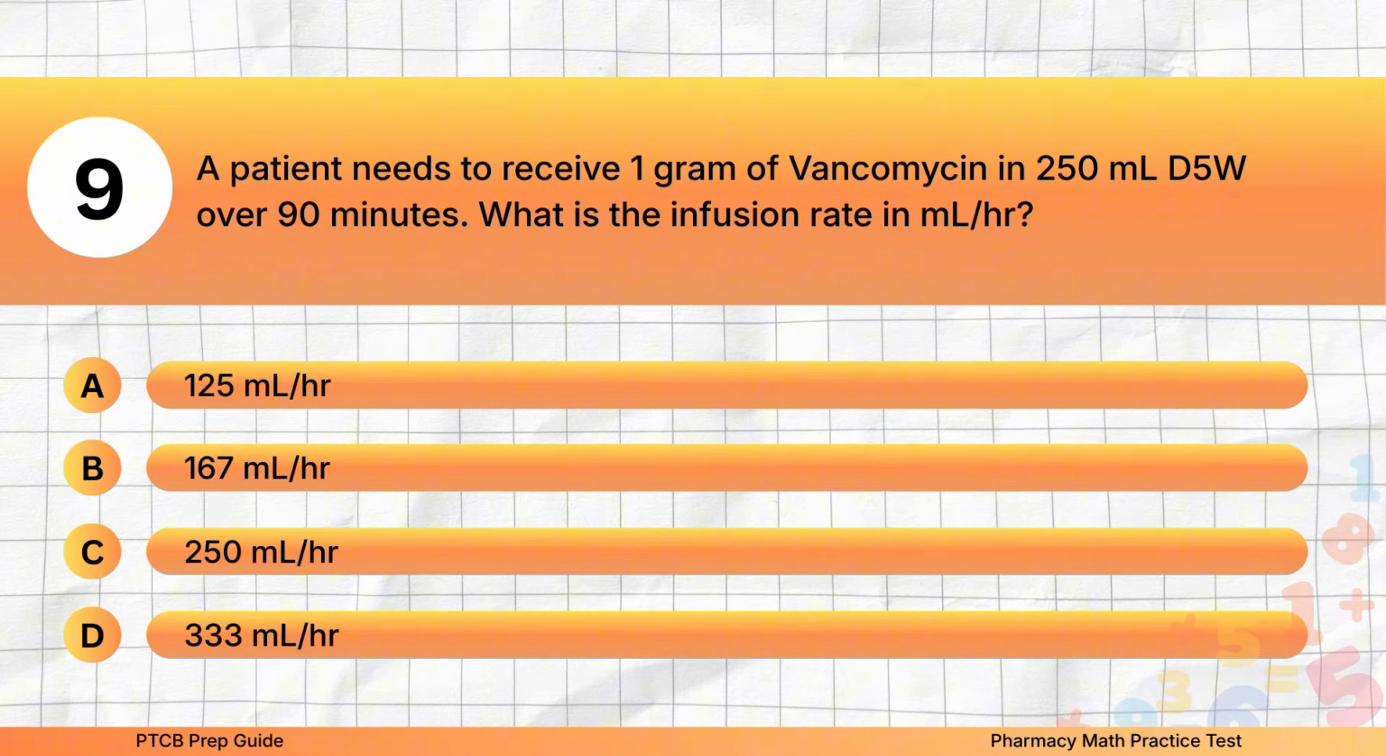Question 9. A patient needs to receive 1 gram of vancomycin in 250 milliliters D5W over 90 minutes. What is the infusion rate in milliliters per hour? Our options are A, 125 milliliters per hour, B, 167 milliliters per hour, C, 250 milliliters per hour, and D, 333 milliliters per hour. Feel free to pause. Figure out the hourly rate, and when you are ready, I'll walk you through the math.